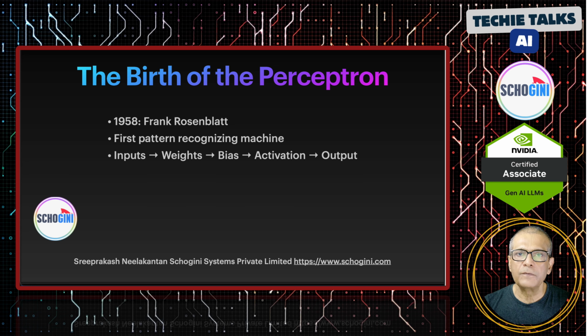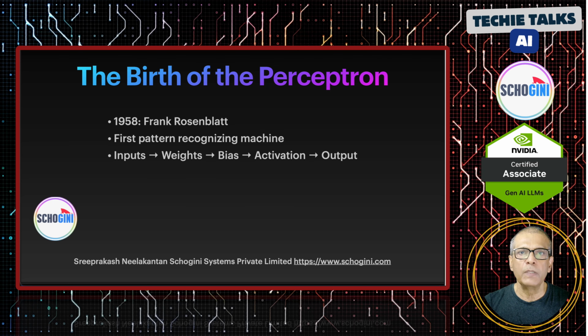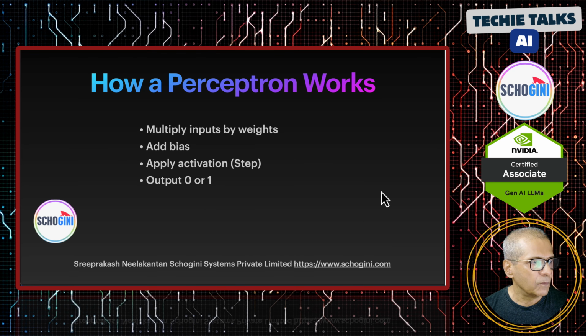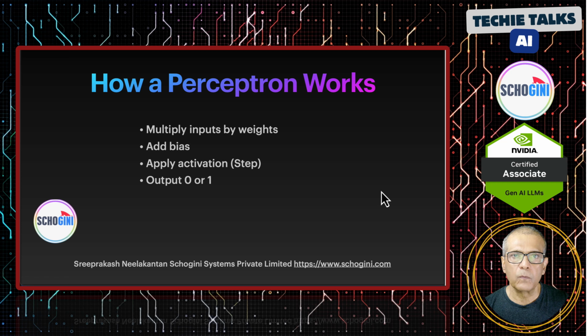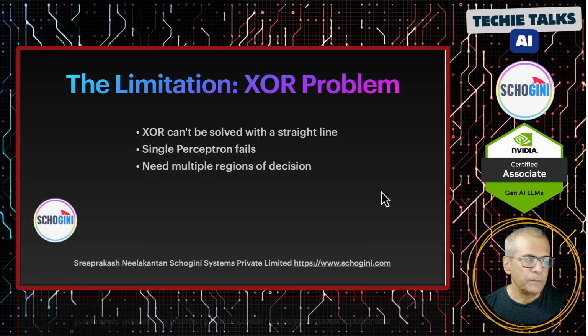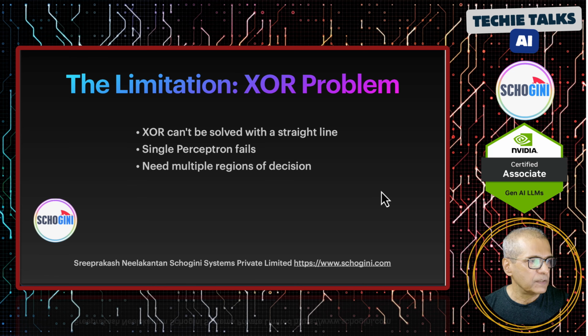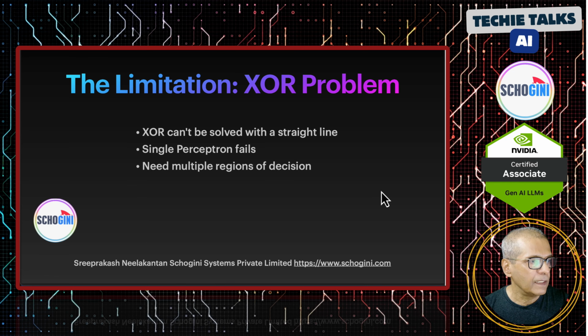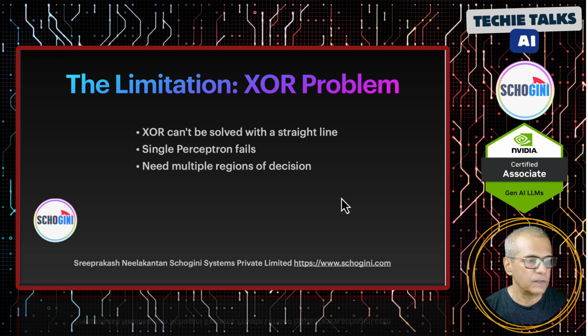It was one artificial neuron inspired by human brain. So how Perceptron works, it multiplies the input by weights, add a bias to the total, then apply an activation. In our case, it's a step activation function, and output 0 or 1. And like we saw, a limitation of a single node perceptron cannot handle XOR problem. And where the single perceptron fails, need multiple regions to make the decision.